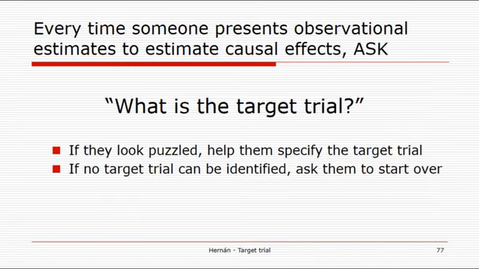Okay? So anytime that someone presents a causal analysis, the first question that we have to ask is, what is the target trial? And if they don't know what a target trial is, we can try to help them. And if we conclude that there is no possible target trial we can think of, even hypothetically, then chances are that's not a very good causal question. Okay, thank you.